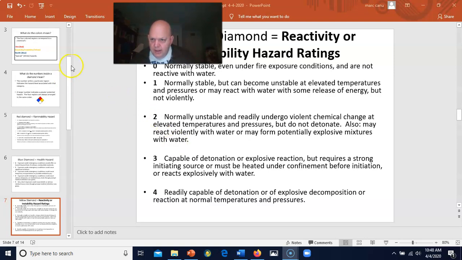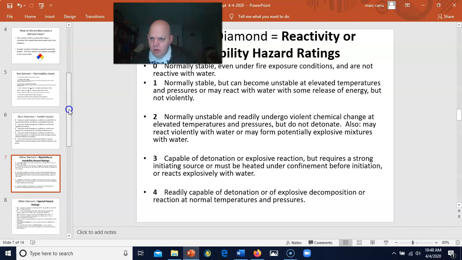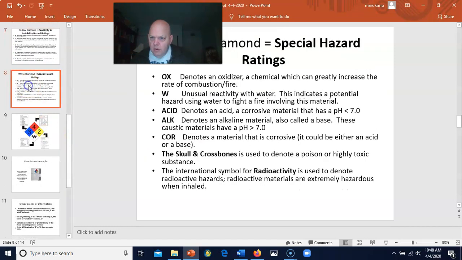Okay, let's see. White. Okay, so we've got some things there. That's the special hazard ratings. So something like OX, W, acid, alk, cor, skull and crossbones, radioactivity. Okay, let's just go through them.